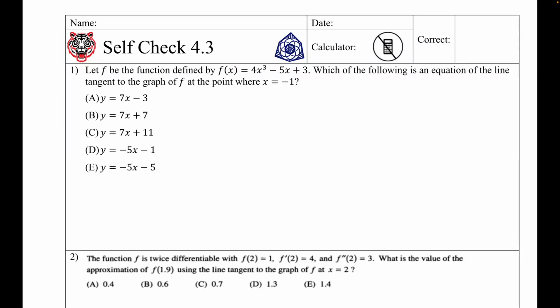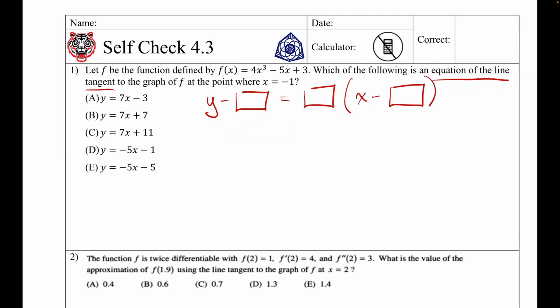We are in AB Calculus AB self-check 4.3. Number one: let f be a function defined by that expression. We're looking for the equation for the line tangent. As soon as you see equation for the line tangent, you immediately go y minus box is equal to box times x minus box. And then from there, we're just trying to fill in everything.